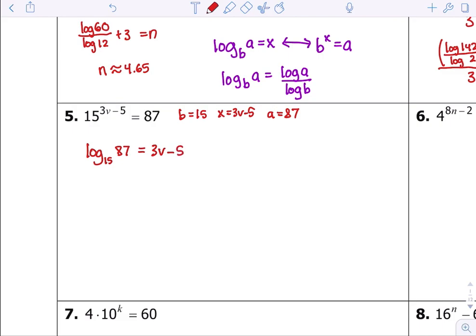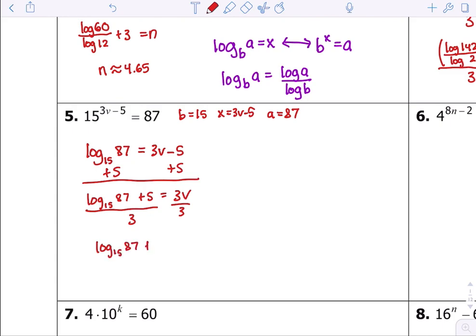Now we have to isolate our v value, right? So add 5 to both sides. Log base 15 of 87 plus 5 is equal to 3v. And then divide both sides by 3. So we're going to have log base 15 of 87 plus 5 all over 3 is equal to v. When you simplify this, make sure to do your change of base formula first, add 5, and then divide by 3 last.